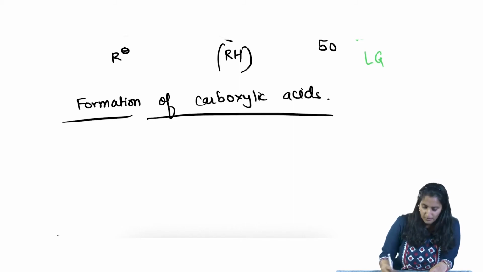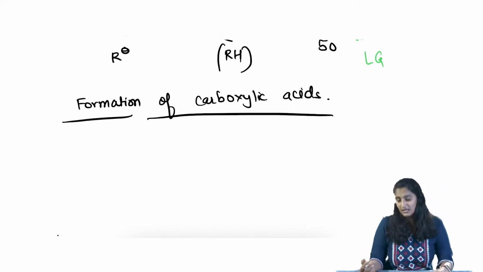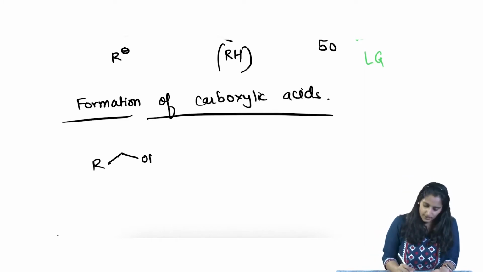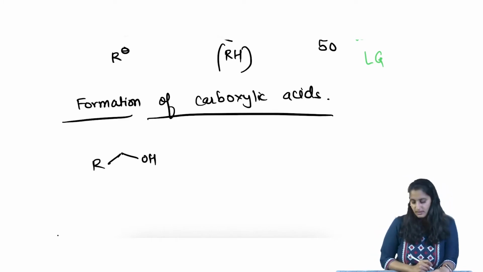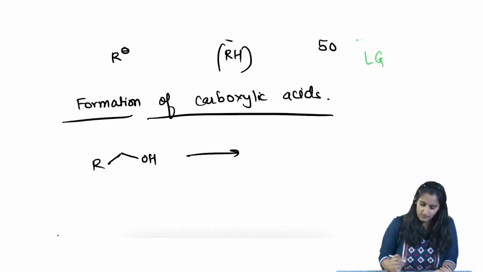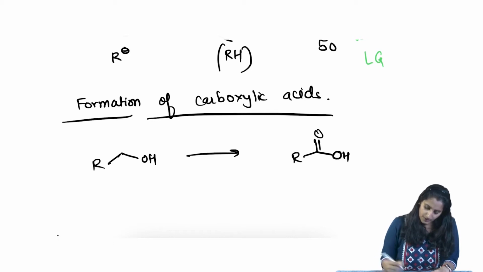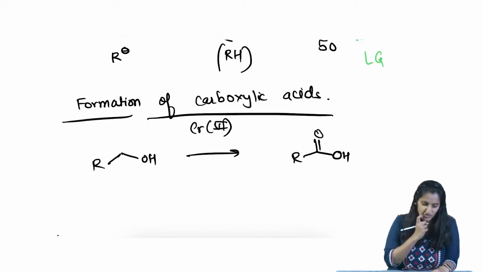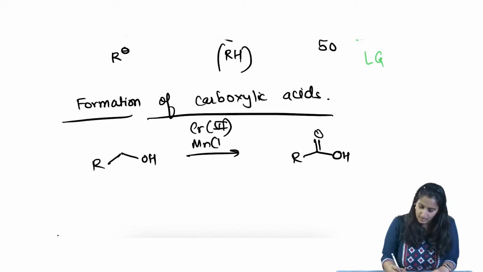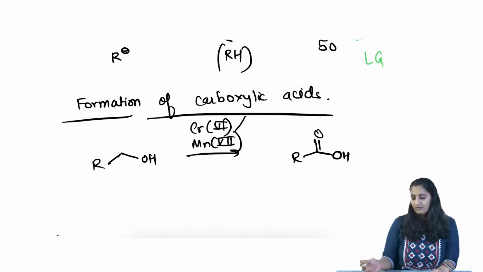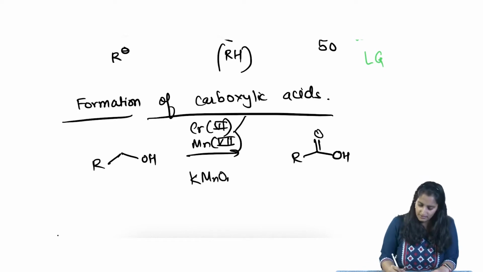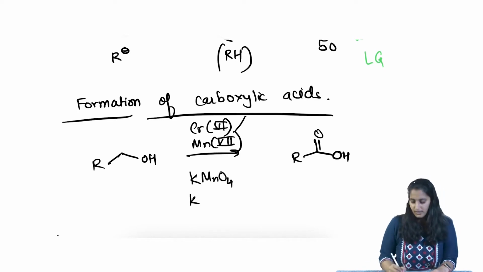One of the ways to form carboxylic acid is of course starting from primary alcohols. You can take a primary alcohol like this and then oxidize it all the way to a carboxylic acid, and typically you use either chromium 6 aqueous compounds or manganese 7, very typically reagents like KMnO4 or K2Cr2O7.